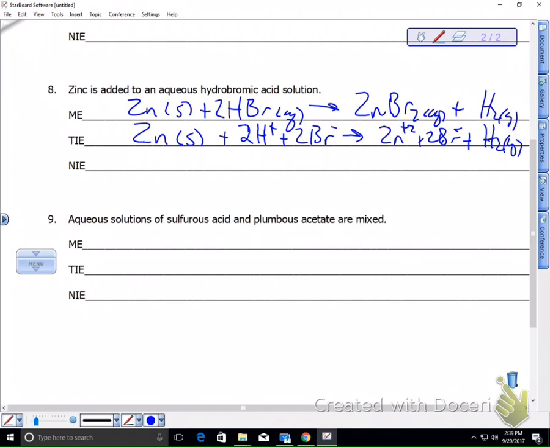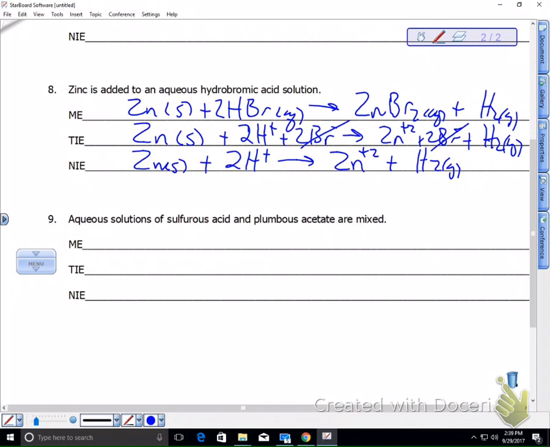All right, we're still going to look for spectators. I only see one this time, and that's going to be my 2 Brs. So my overall reaction will be zinc, which is the solid, plus a couple of hydrogen ions. And then we will have zinc plus 2, which is aqueous. So it's not the same zinc. They didn't cancel out. One's an ion, one's an atom. And then we have the H2 gas.